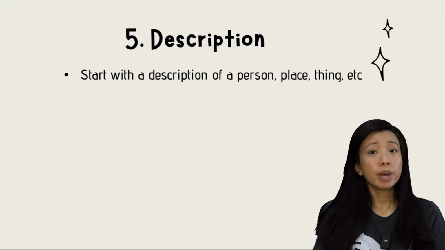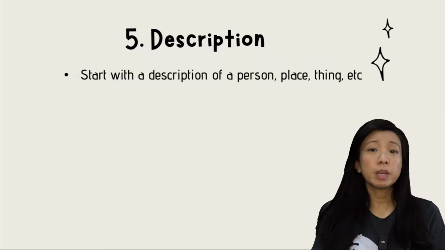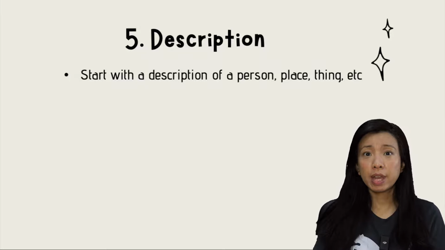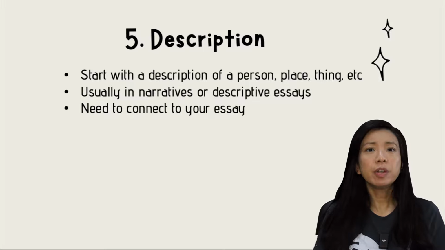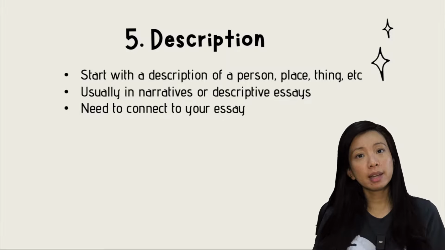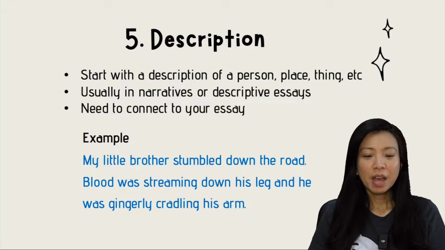The next type of hook is a description. This is where you start your essay with a description of something. It could be a person, it could be a place, or a thing. This type of hook is more commonly used in narratives or descriptive essays. Again, it's very important that your description needs to connect with the rest of your essay. Let's read the example. My little brother stumbled down the road.